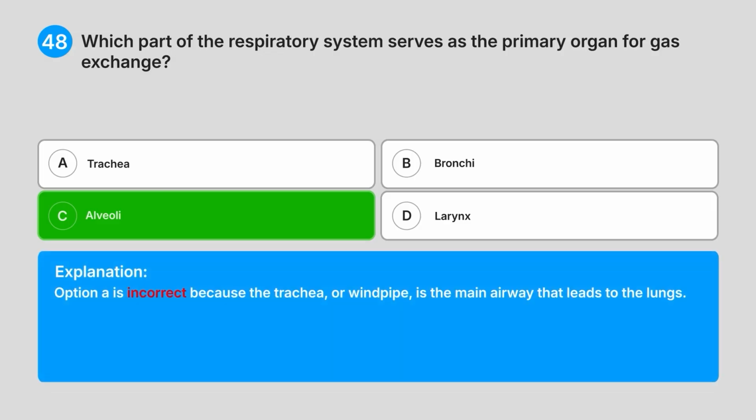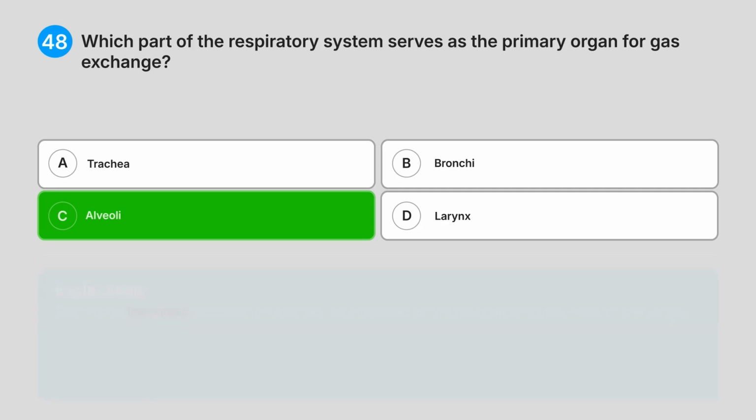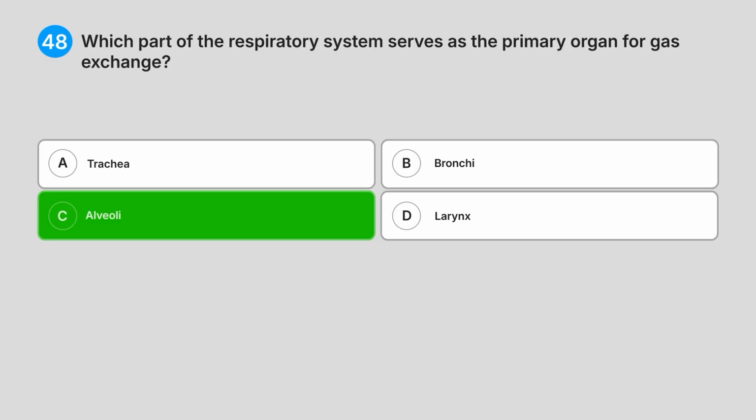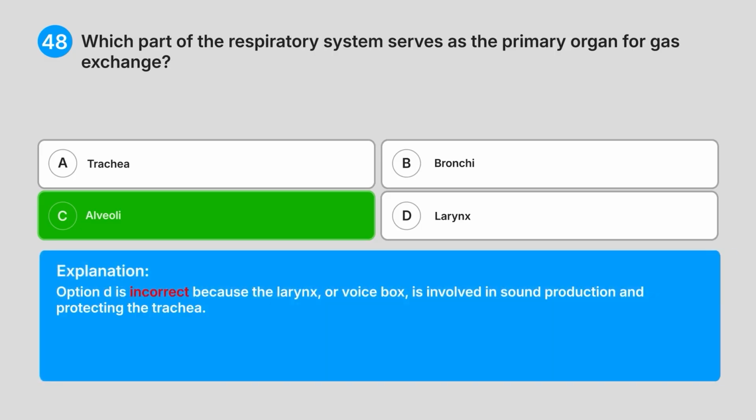Option A is incorrect because the trachea, or windpipe, is the main airway that leads to the lungs. Option B is incorrect because the bronchi are the large air passages that branch off from the trachea into the lungs. Option D is incorrect because the larynx, or voice box, is involved in sound production and protecting the trachea.